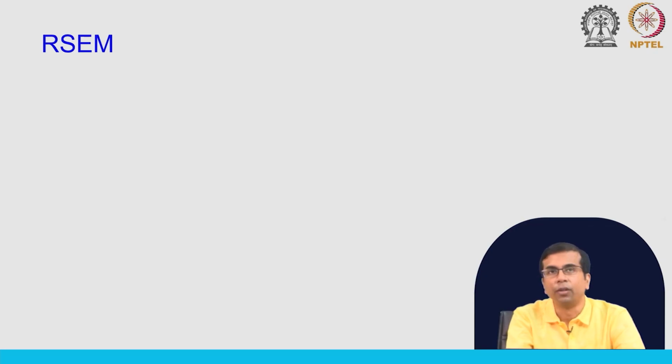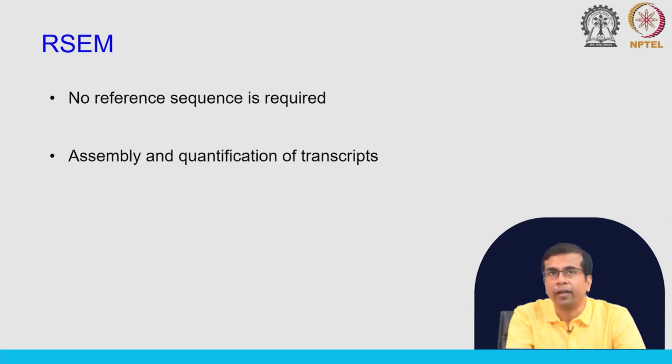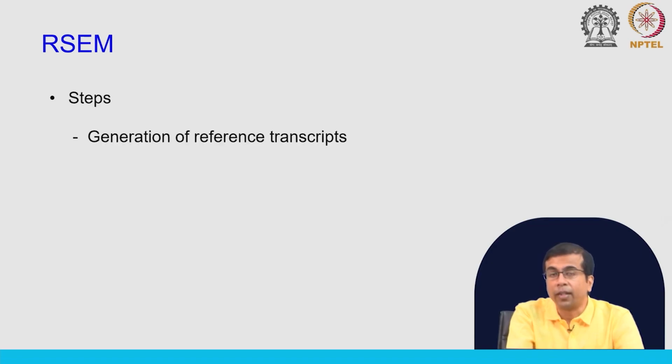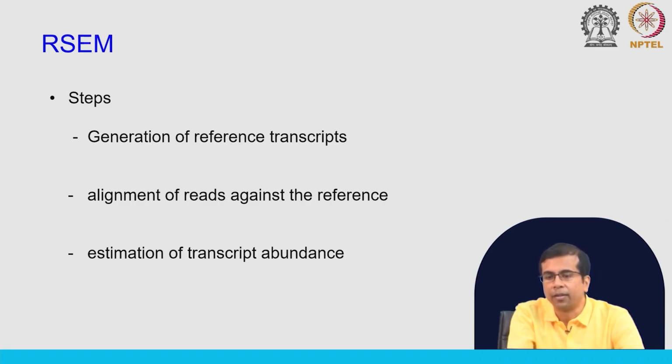The full form is RNA sequencing by expectation maximization. This tool does not require any reference sequence; it can assemble transcripts as well as quantify transcripts. We have discussed many such tools before. There are several steps here. One is generation of reference transcripts from the read data, then the reads are aligned against the reference, and based on this alignment you have the estimation of transcript abundance.